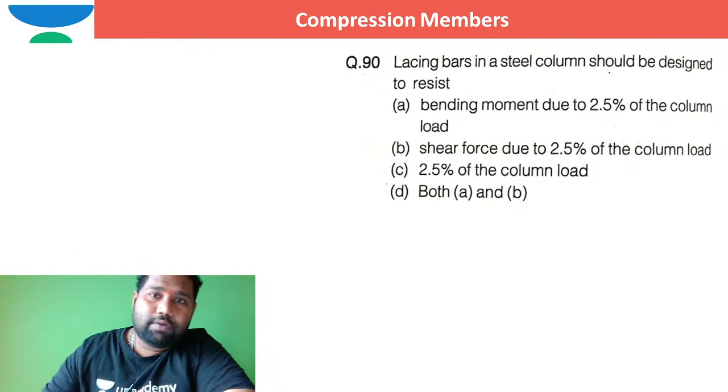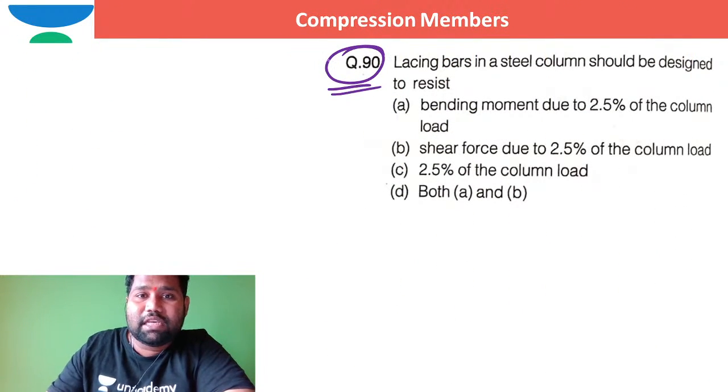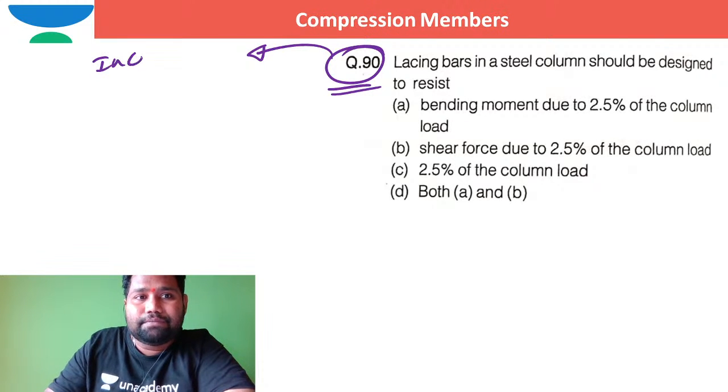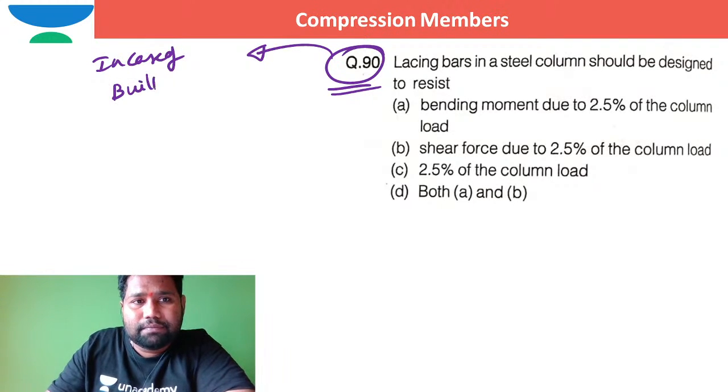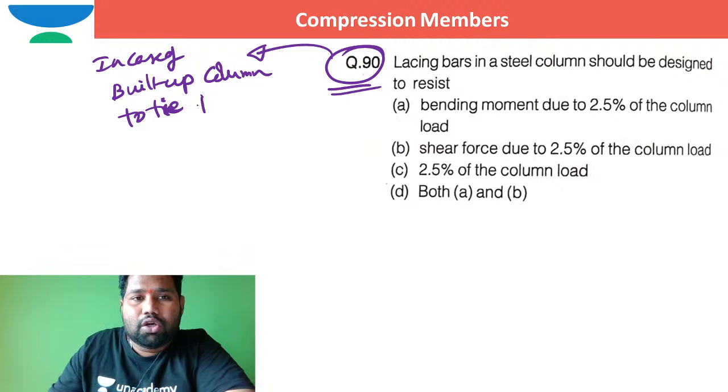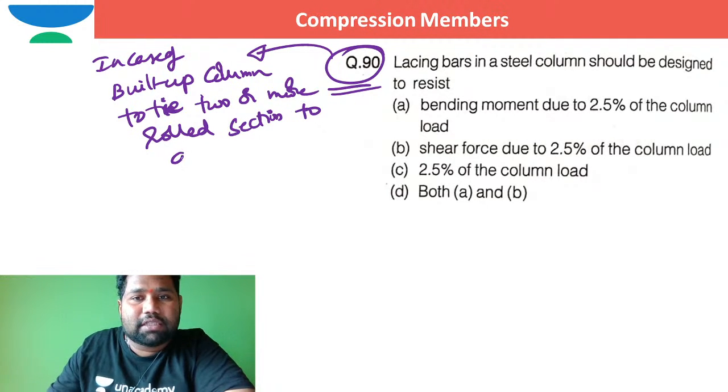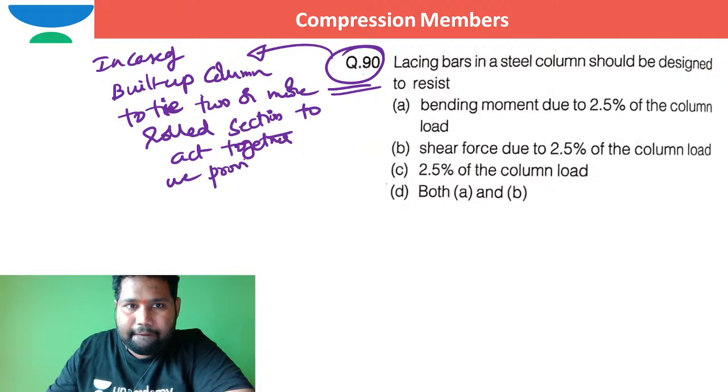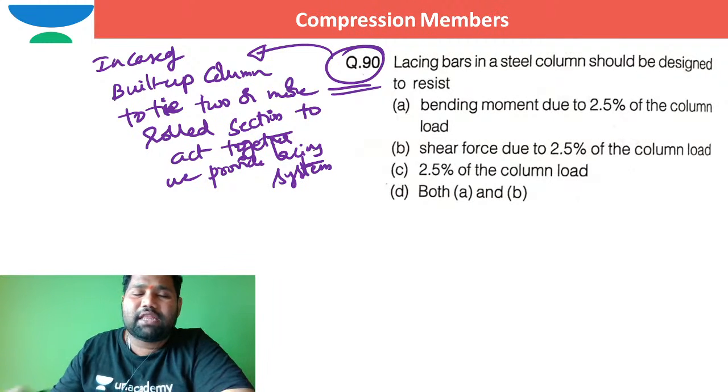I hope you are able to see this one. In case of lacing bars, where will we use this lacing system in general? In case of built-up columns, to tie two or more rolled sections to act together, we provide this lacing system. I hope that is the fundamental thing that you know, right?